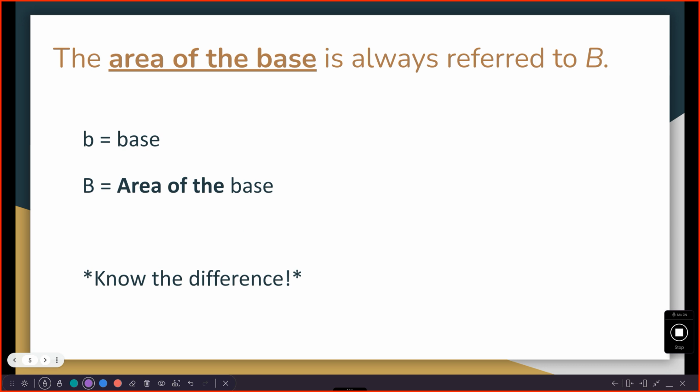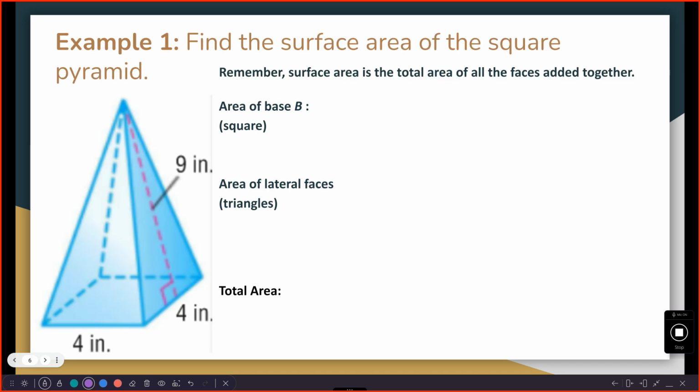All right, so anytime you see little b, I want you to think base. Capital B is the area of the base. You're going to have to know the difference eventually.